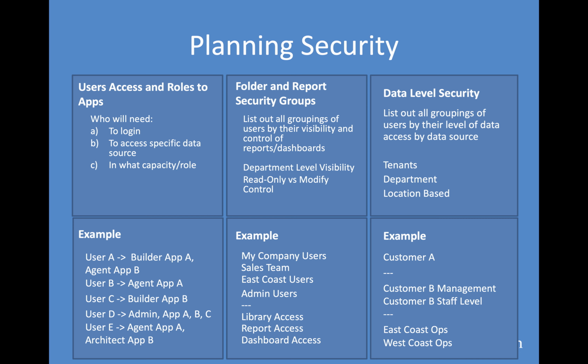That's what that middle section is. This last one is what data can they see. We're assuming at this point they can see the report. Now that they can see the report, when they run it, what do they see inside the report? What's the data? And this is where you've got to think about your level of data scoping. Is it at the tenant level? Is it department level? Is it location based level? Is it all different sorts of levels that every organization might have? And I'll give you some examples on that as well.